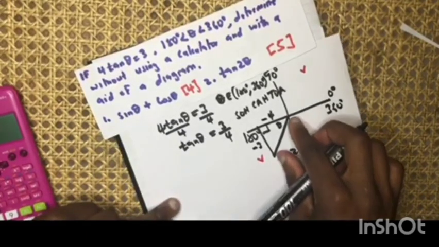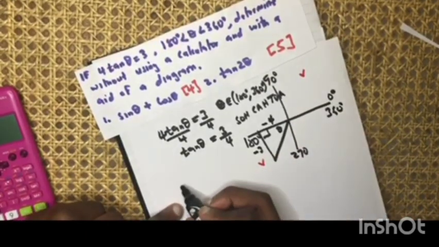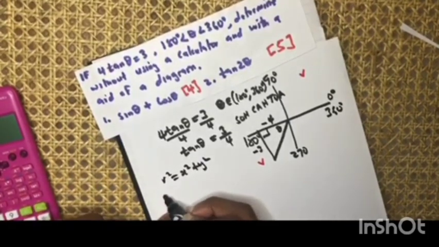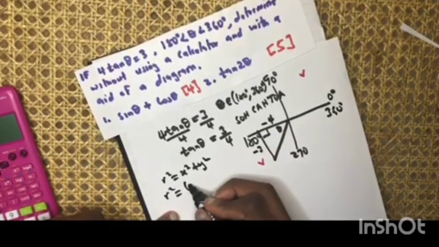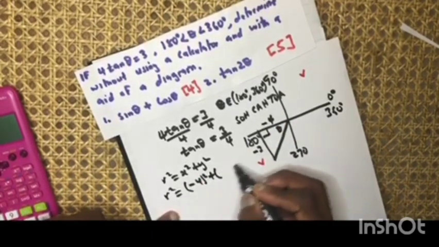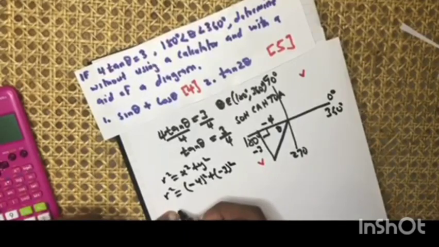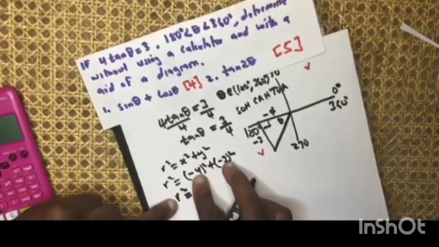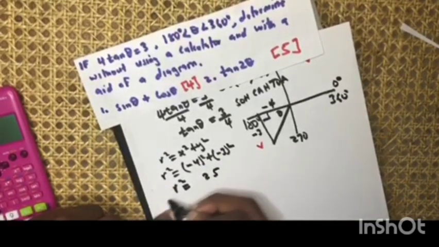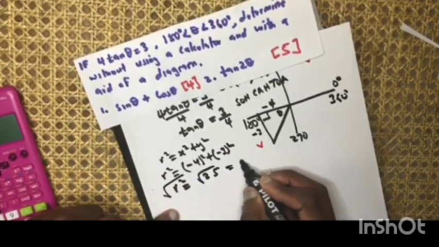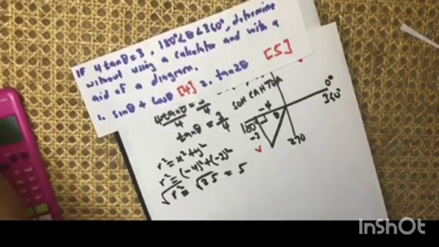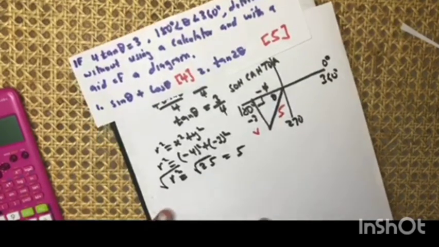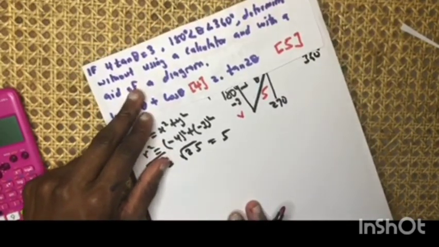So this one is going to be r squared is equal to x squared plus y squared. So we don't know r. Your x is negative 4. So your y is negative 3. So which is r squared? We know that 4 squared will give us 16, 3 squared will give us 9. So 9 plus 16, which is 25. Then introduce the square root, so which is equal to 5. So in this case, your r is 5. Remember, your hypotenuse is always positive.